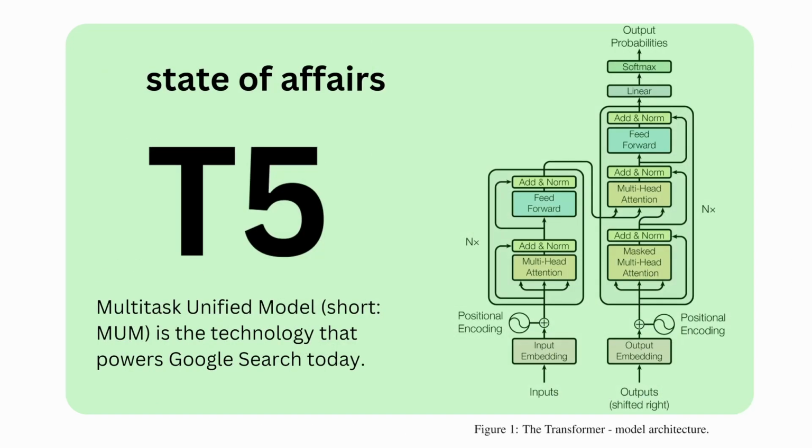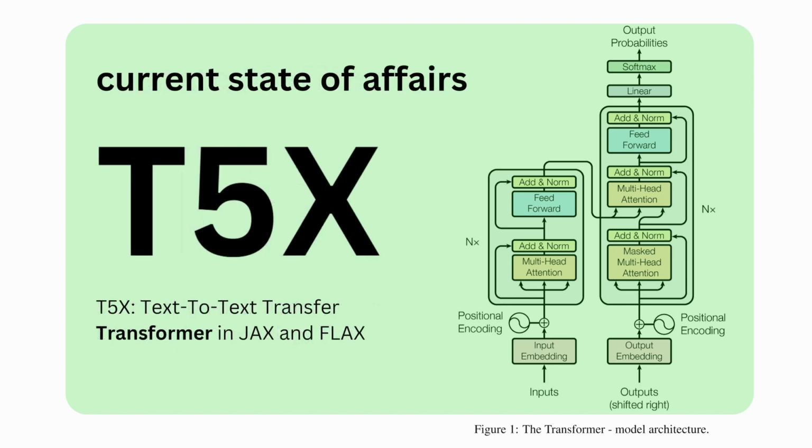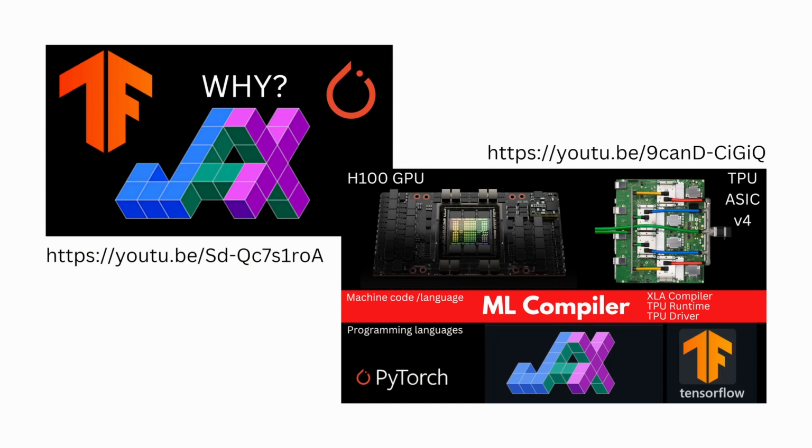Currently, if you ask, we have T5. And this is a multitask unified model, or short MUM. And this is the technology that powers Google search today, if you believe current research publications. Of course, to be specific, since the mid of 2022, you have T5X. You have the text-to-text transformer in JAX and in FLAX, so utilizing the compute infrastructure by Google.